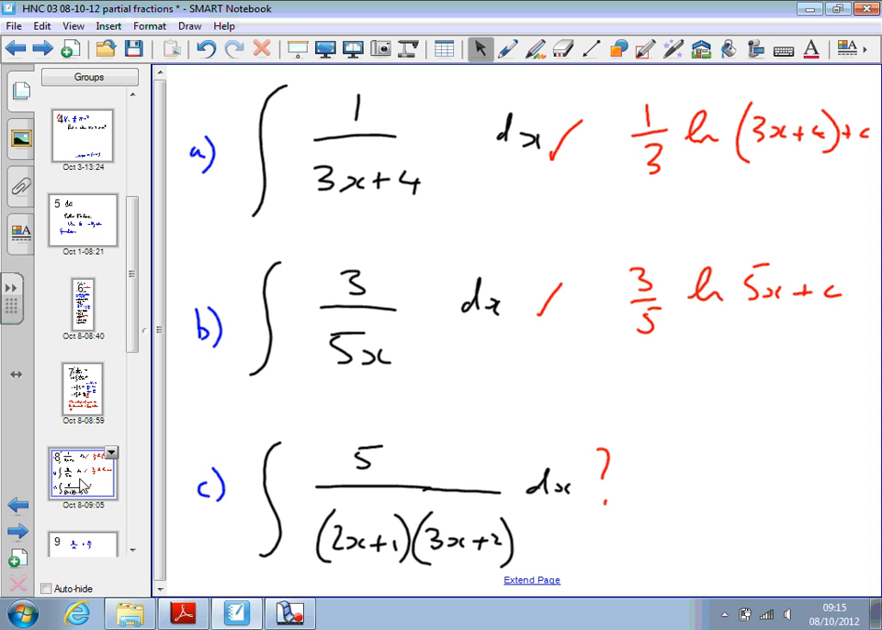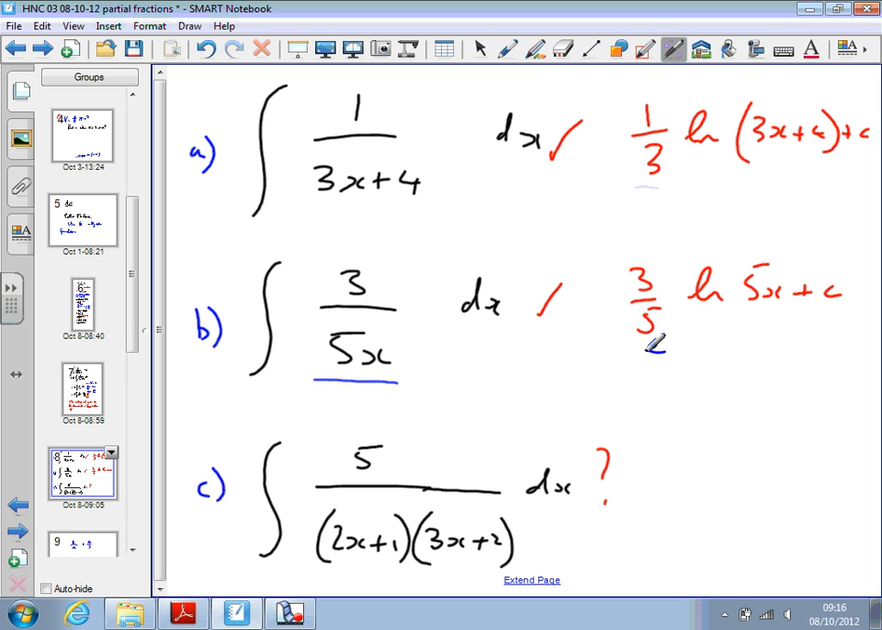Yeah, that's right. If I differentiate this, I'm left with 3. And that goes underneath outside the integral, doesn't it? If I differentiate 5x, I get 5, and that goes underneath. So if I differentiate 3x plus 4, I get 3, that goes underneath. Differentiate 5x, I get the 5, which goes underneath. And if we go back to the first one, we would see that.